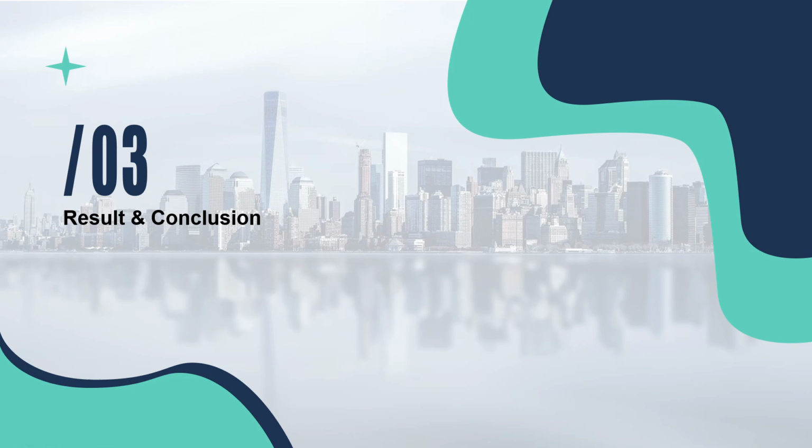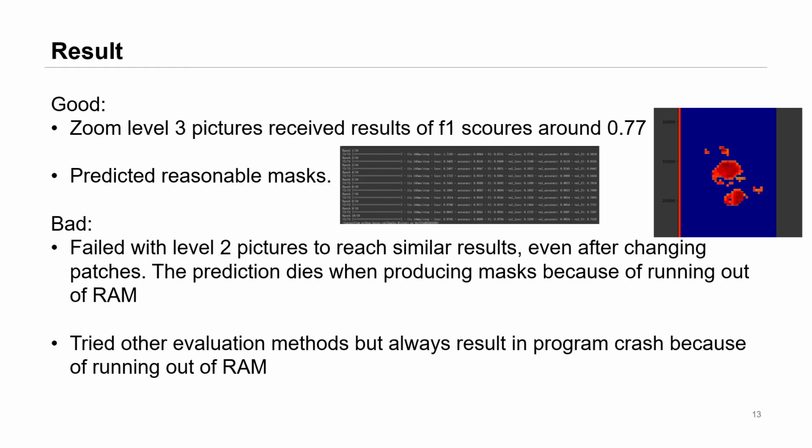After doing all these things, we can see some results and what we concluded from them. It's relatively good with zoom level 3 pictures. We received an F1 score of around 0.77. The picture here may not be that clear, but you can view them in my code. And on the right is a predicted mask, which is reasonable compared to the original picture and the corresponding mask.